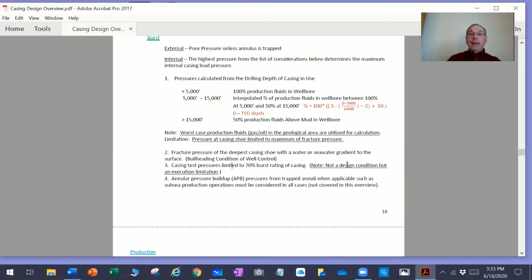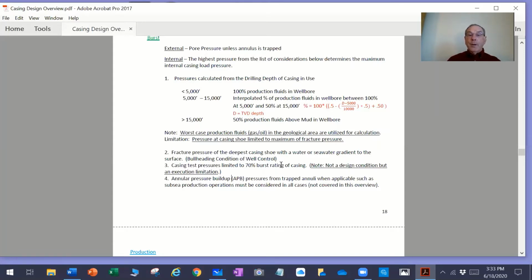It's not a design condition, but it's an execution limitation. We're going to do an exercise on that. So I've never designed casing for a particular casing test pressure, but I choose the casing test pressure that matches up to the casing that I've selected to drill the well with. And then application number four, I won't get into that today, but I just will mention it.